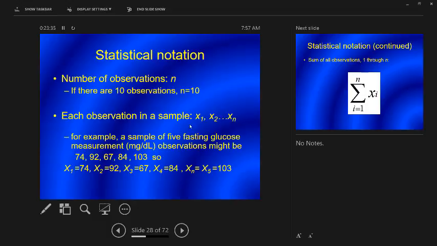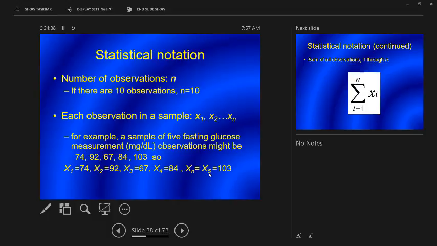And then we can say, okay, the realized values of these would be, suppose we're measuring serum glucose in patients that come through the door, fasting glucose. So we're going to get, in this case, let's say 5 patients' serum glucose levels. The first one is 74, the second patient is 92 milligrams per deciliter, third is 67, fourth is 84, and fifth is 103. So in this sample of data, we could say x1 equals 74, x2 equals 92, etc.